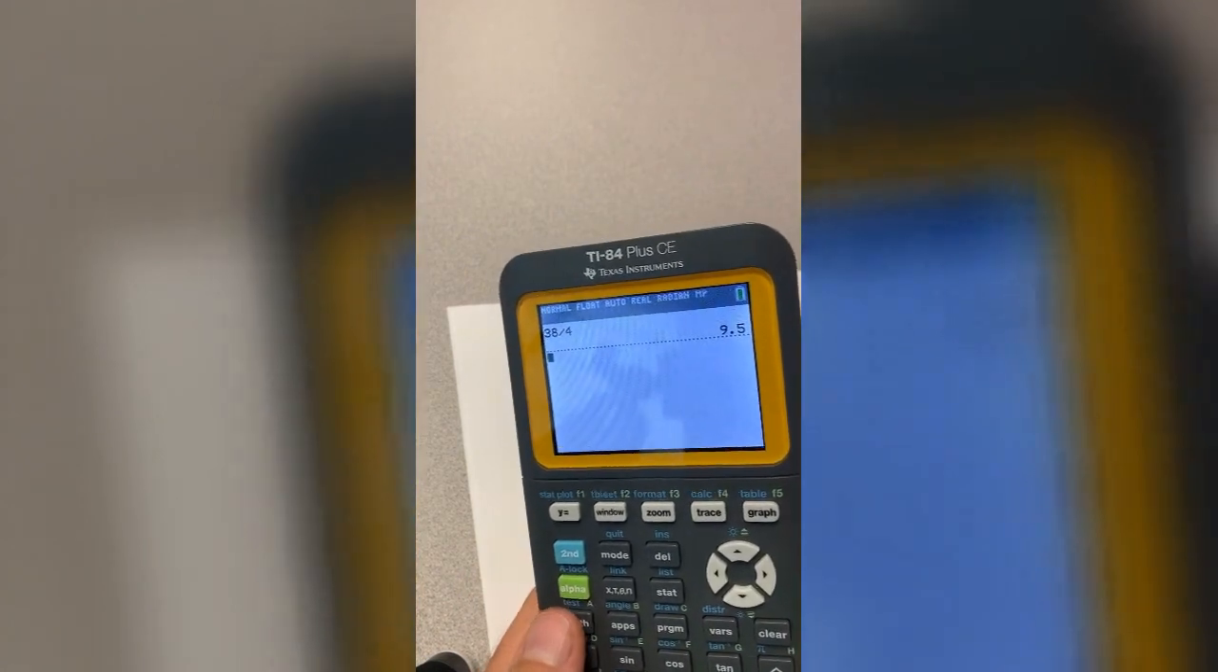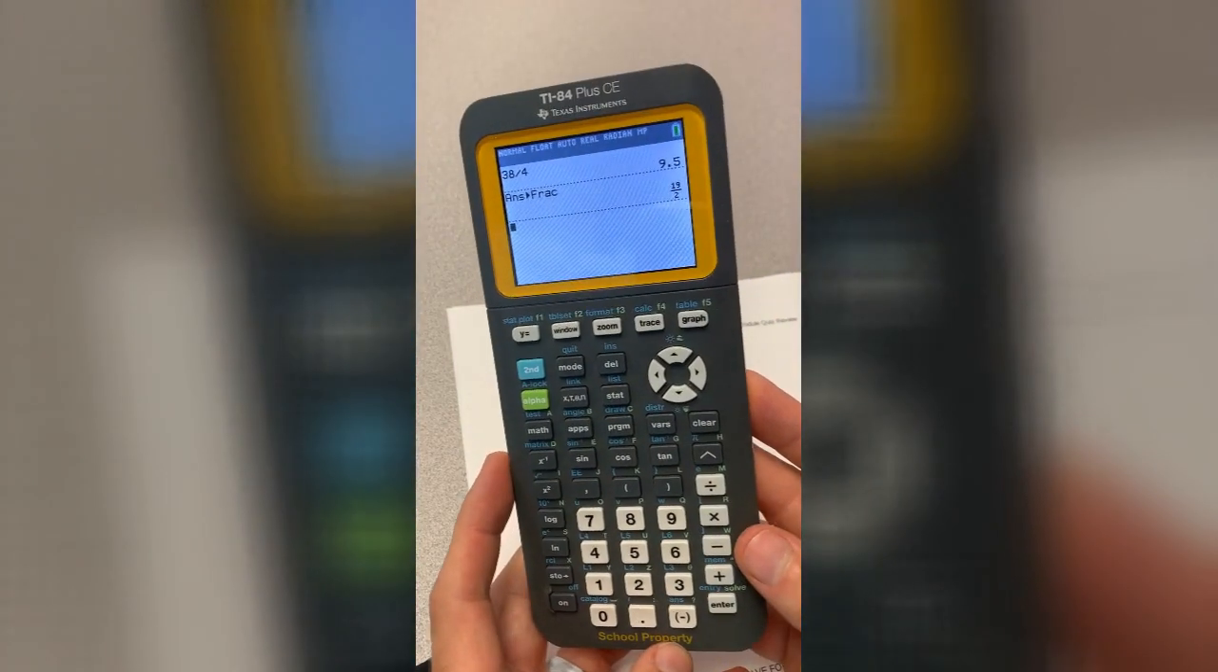X then equals, I'm going to get the calculator because I want to make sure that we understand how to do this. We do 38 divided by 4. I press enter. That gives me 9 5/10. I come up, I press the math button, I press enter twice. And that gives me my simplified fraction. So my answer is 19/2.